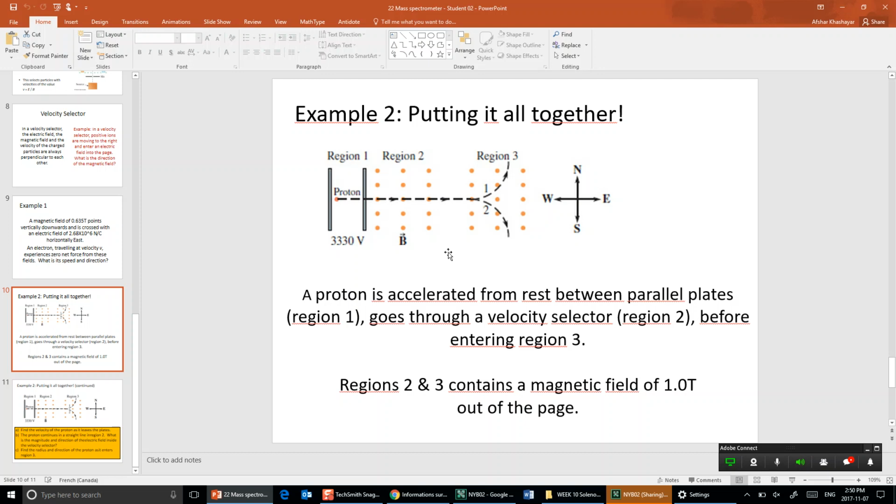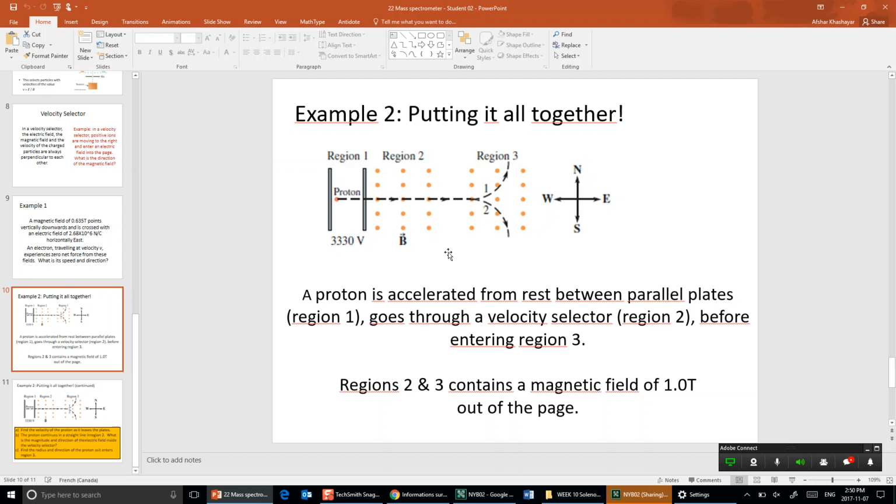Not the force, but the field. So the force is going up, the velocity is going to the right, so thumb up, thumb to the right, right hand because it's a proton, therefore my fingers are pointing towards the magnetic field, therefore there is a magnetic field going into the page. Right, now it's getting really messy, but essentially that's what it's going to look like, right?